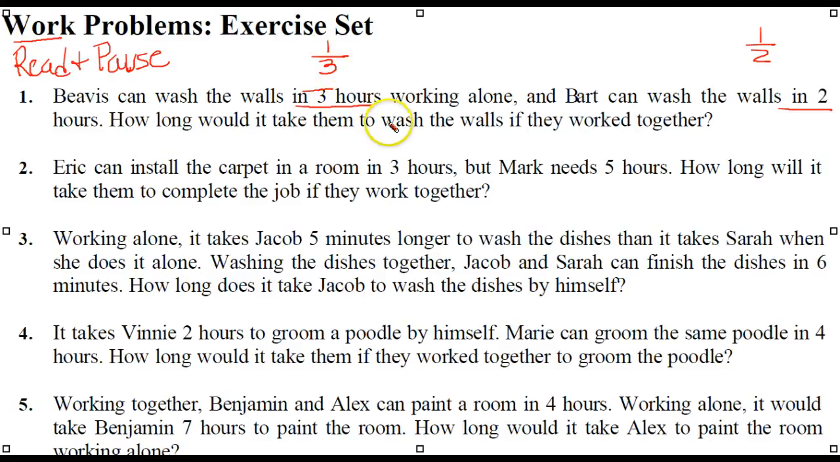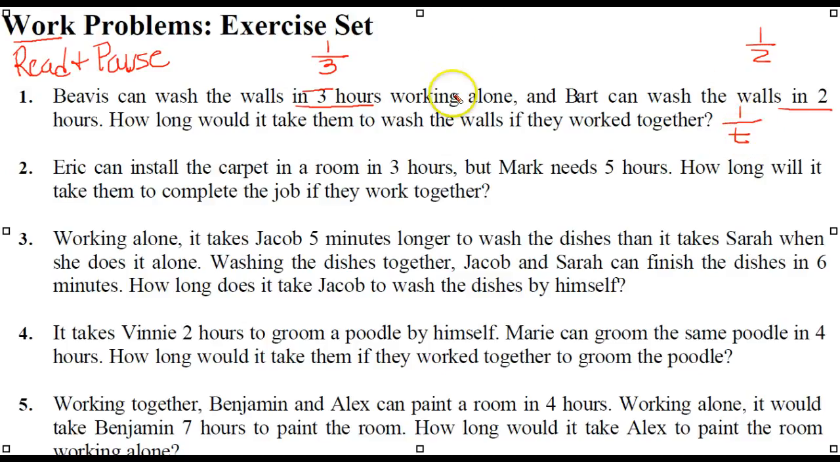Now, together, we don't know how long it would take. So we would say 1/t. So the rate working together, we don't know that. So we're going to use this t.